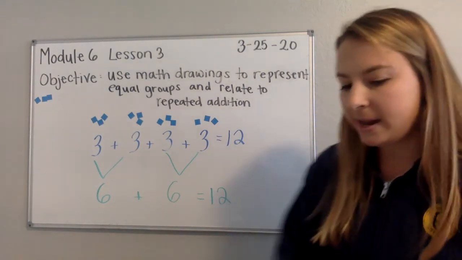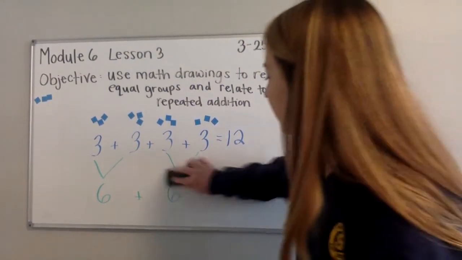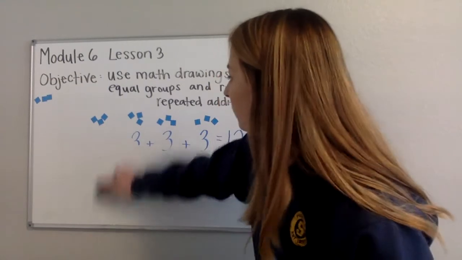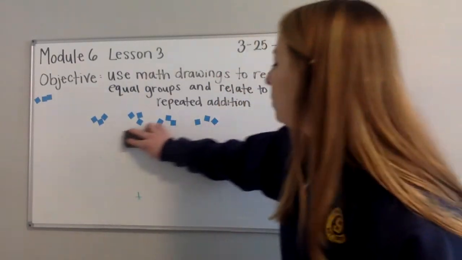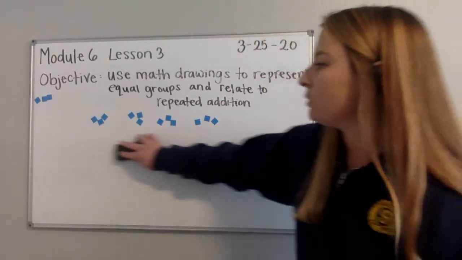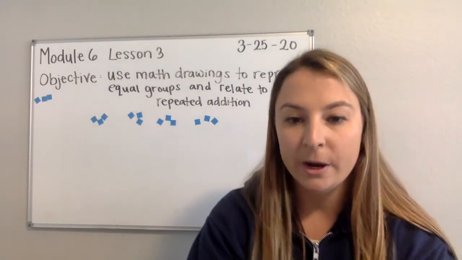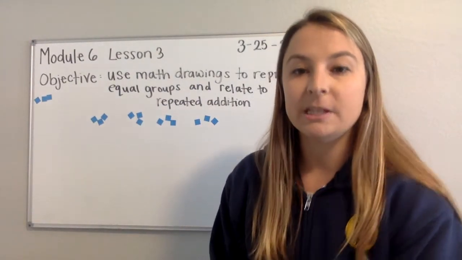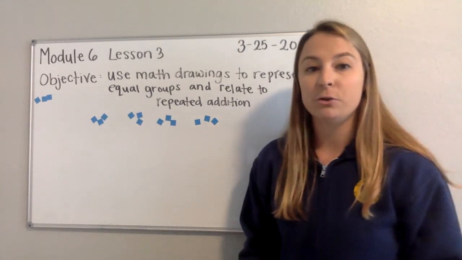Okay? I'm going to go ahead and clear my board and get ready for my second example. This time I'm going to be creating 6 groups of 2. So if you're working along with me, go ahead and use whatever material you have to create your 6 groups of 2.